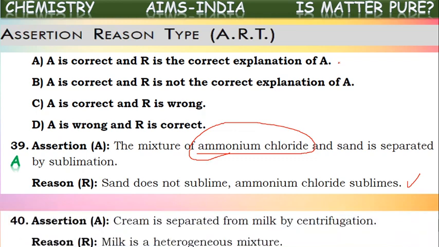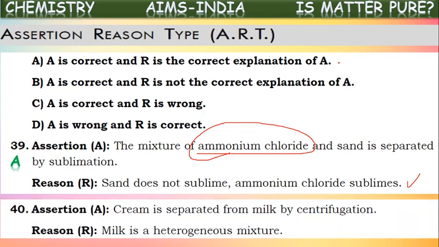See one more question. Cream is separated from milk by centrifugation. What happens when milk is kept in the centrifuge? It rotates at high speed. When it is rotated, the cream particles present in the milk are separated. That process is called centrifugation. So cream is separated from milk by the centrifugation process. It is correct. Milk is a heterogeneous mixture.